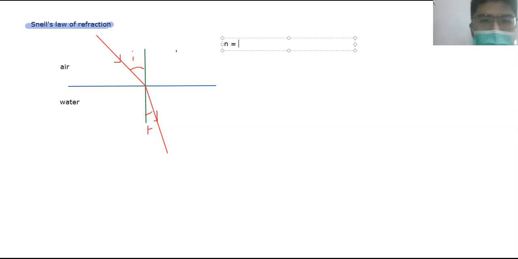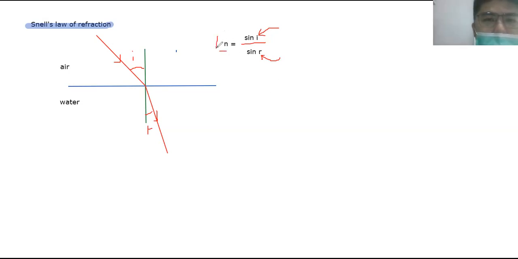Okay. Now, Snell's law says that this n is equal to, he gives this formula, sine I over sine R. This is what he says. But what is it? Sine I over sine R means that if you take the sine of the incident angle, divided by the sine of the refracted angle, then it is the refractive index.